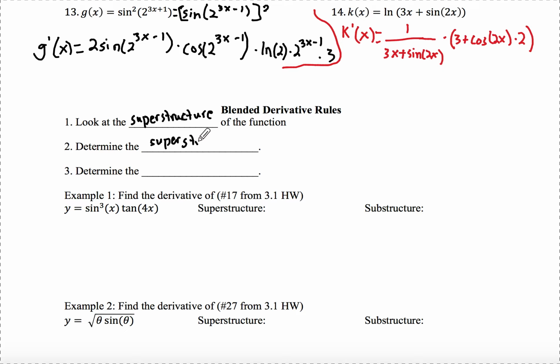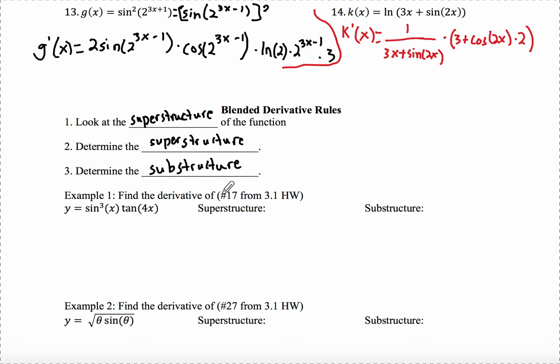Is it a composite? Is it a product? Is it a quotient? And then determine the substructure. What is then the next layer of things? Within the product, do we have a chain? Within the chain, do we have a product? Let me show you what I mean by that. Here's an interesting example, also from the homework from 3.1. Y equals the sine cubed of x times the tangent of 4x.